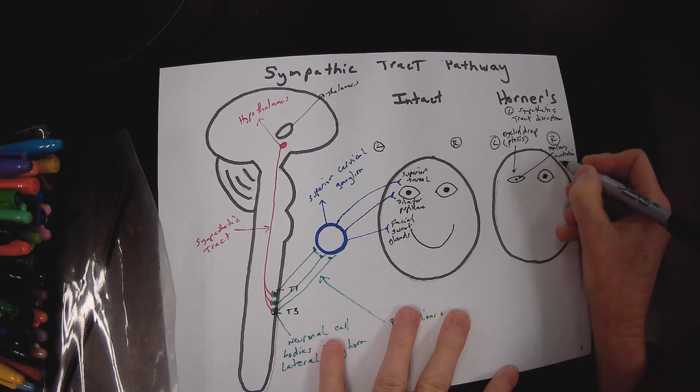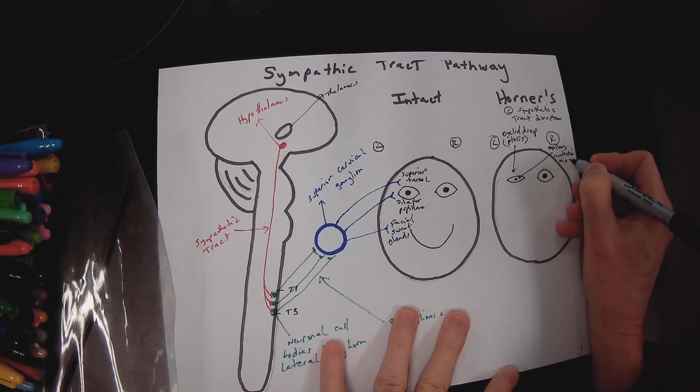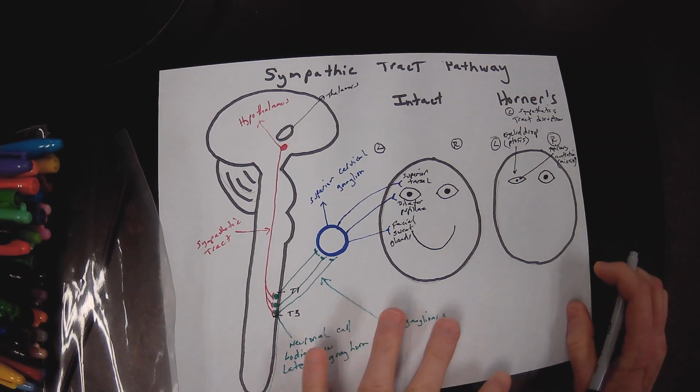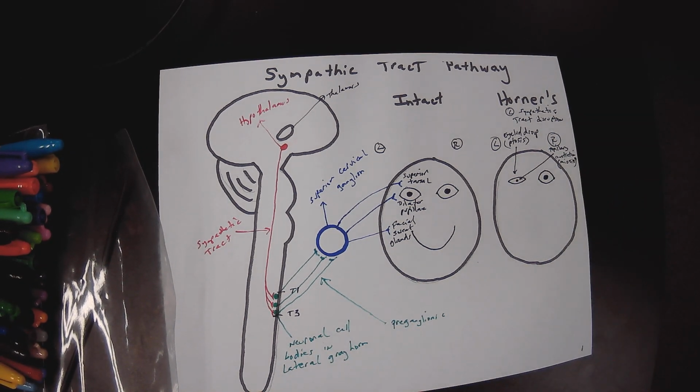M-I-O-S-I-S. Miosis. Okay, miosis is nothing more than the medical term for a constricted pupil. Okay, and that pupil is constricted because the dilator pupillae is not innervated.